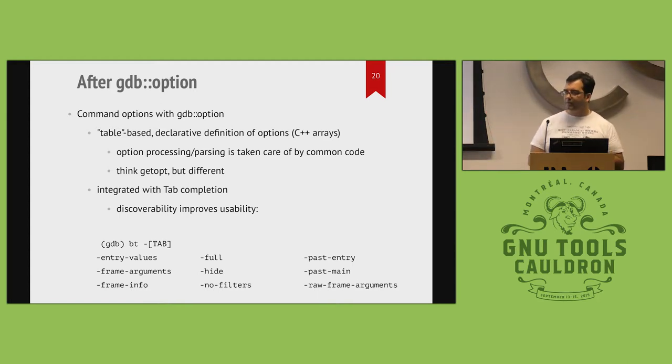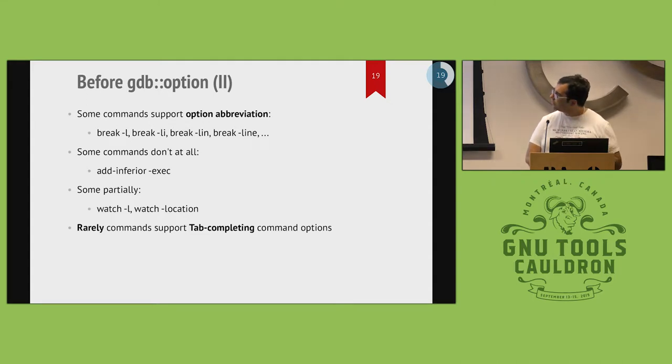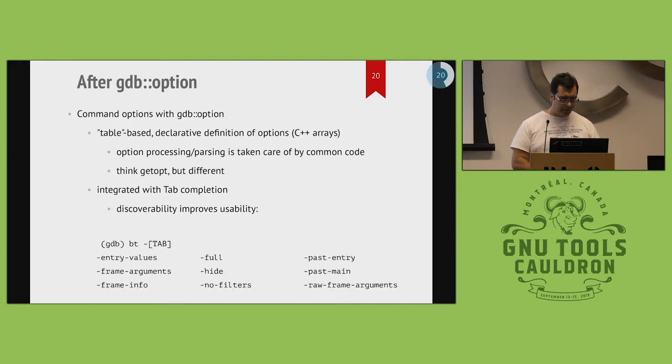Think about getopt, but not getopt. getopt would give you a different syntax, not GDB-like. GDB uses a single dash, even for long options, and supports those abbreviations with a single dash. And importantly, I wanted this integrated with tab completion.